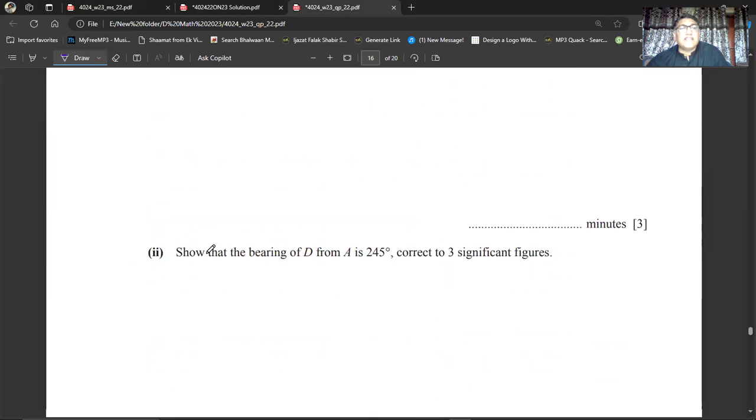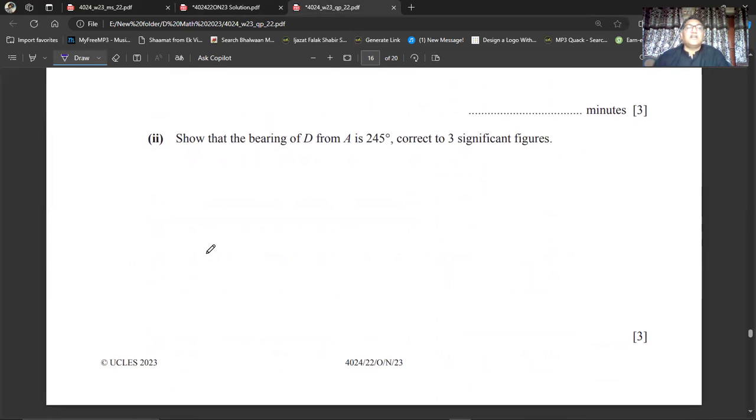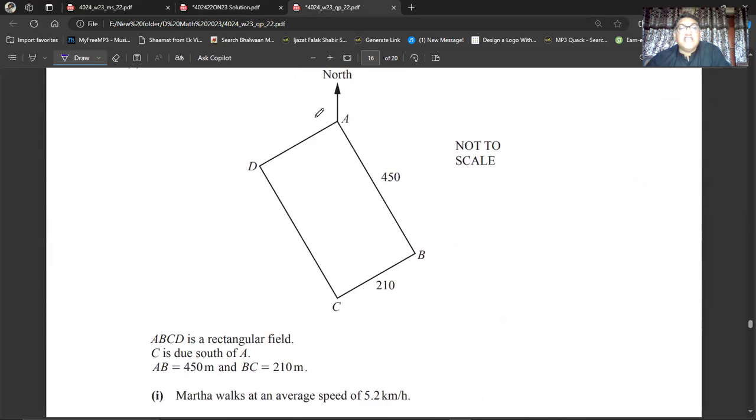Okay, so question number 9A and its second part. Show that the bearing of D from A is 245, correct to three significant figures. So basically they're asking us to find the bearing of D from A, which is 245. We have to show that, the bearing of D from A.